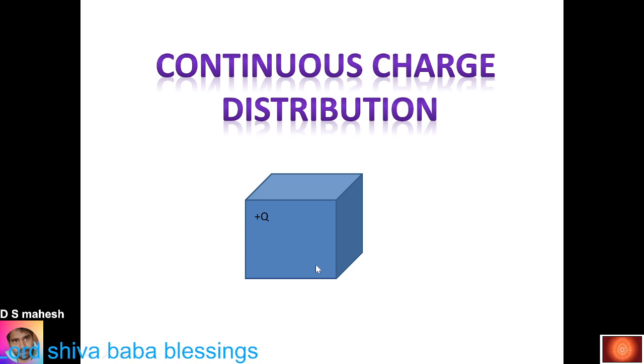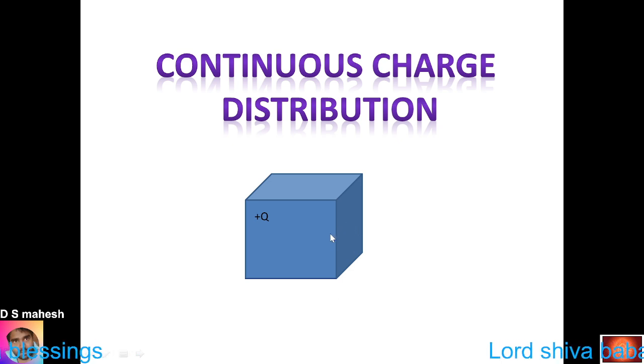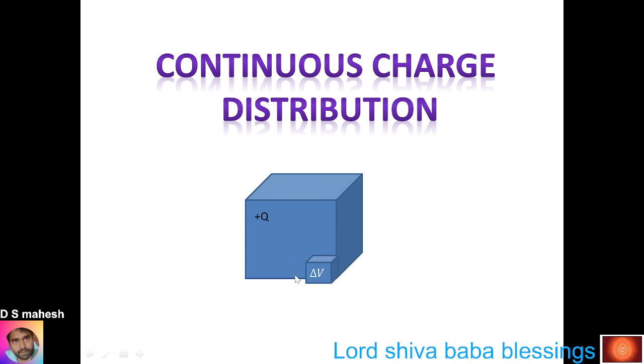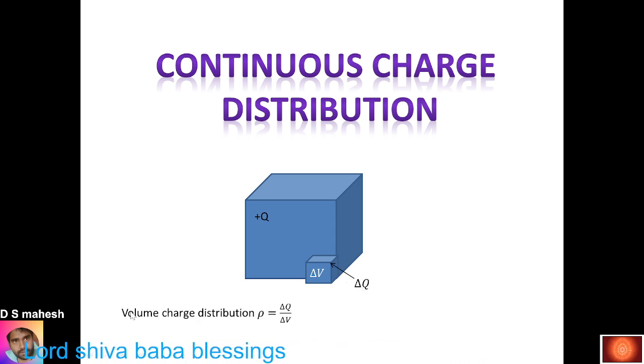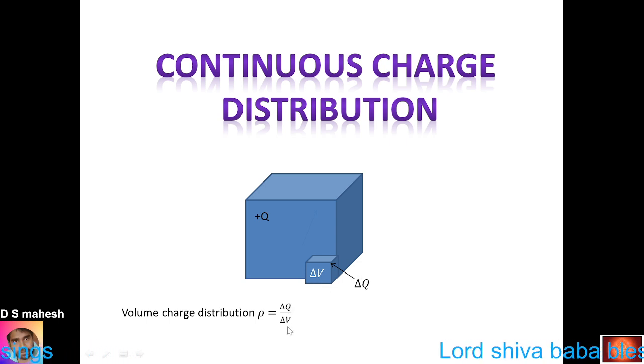The same approach we'll use for volume charge distribution. Instead of considering the entire volume, we consider a small volume delta V, and the charge present on this small volume will be delta Q. We call the volume charge density rho, which is equal to delta Q divided by delta V.